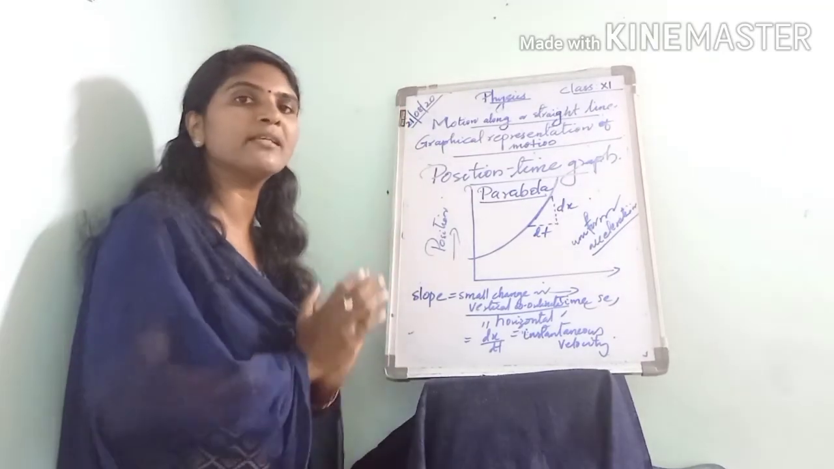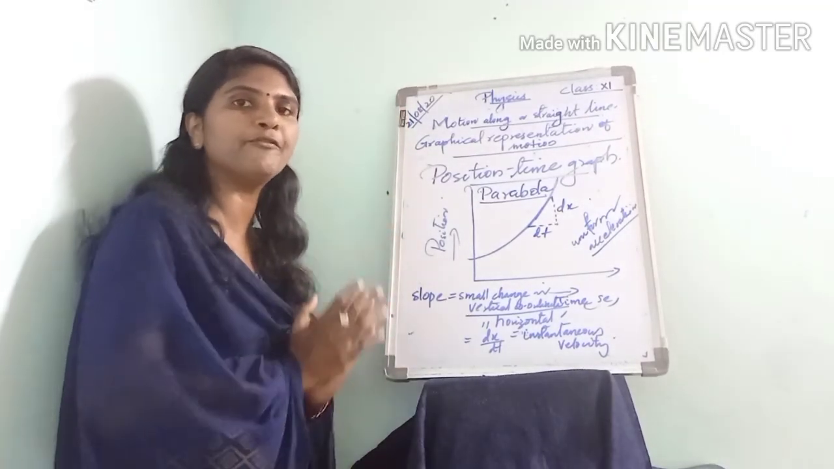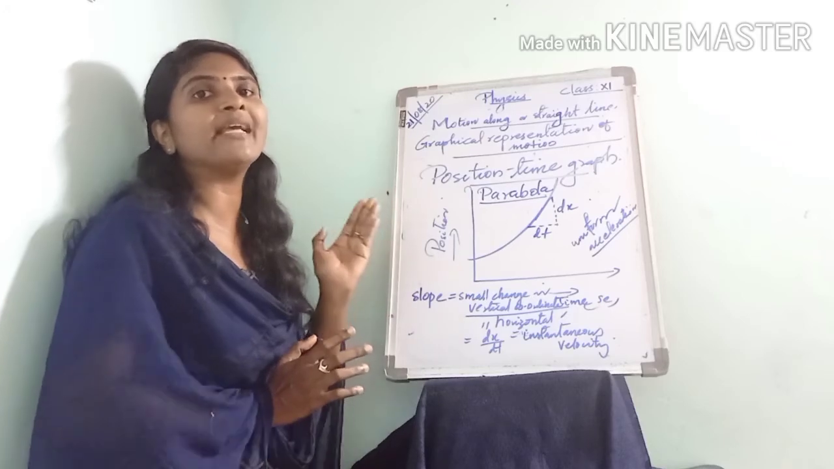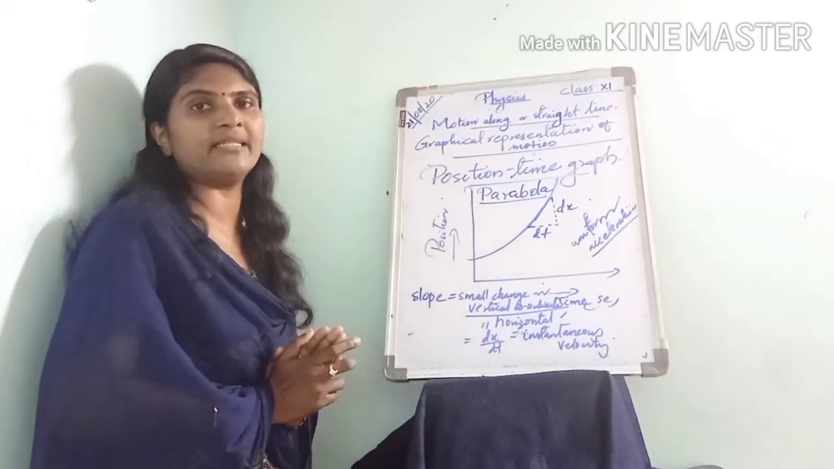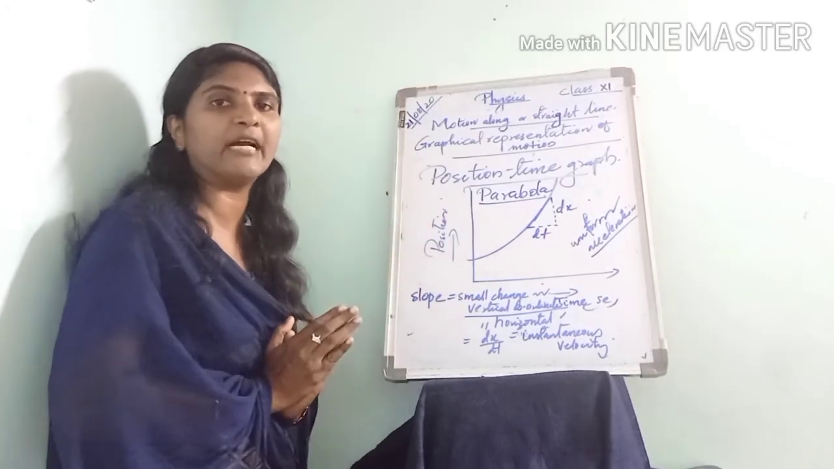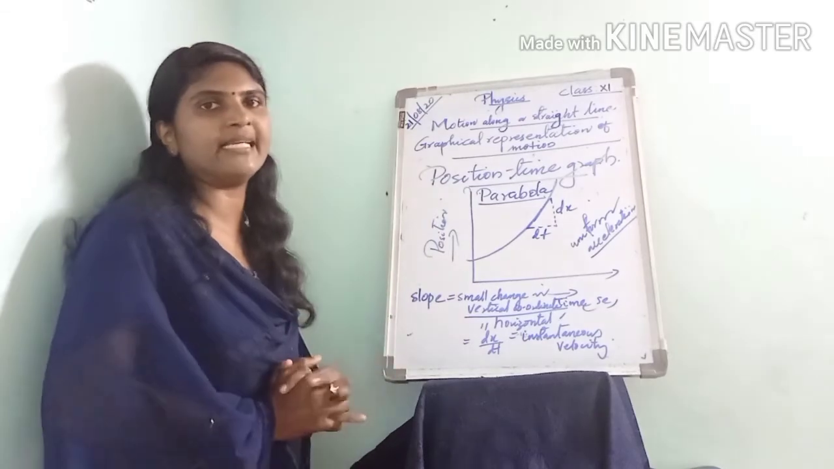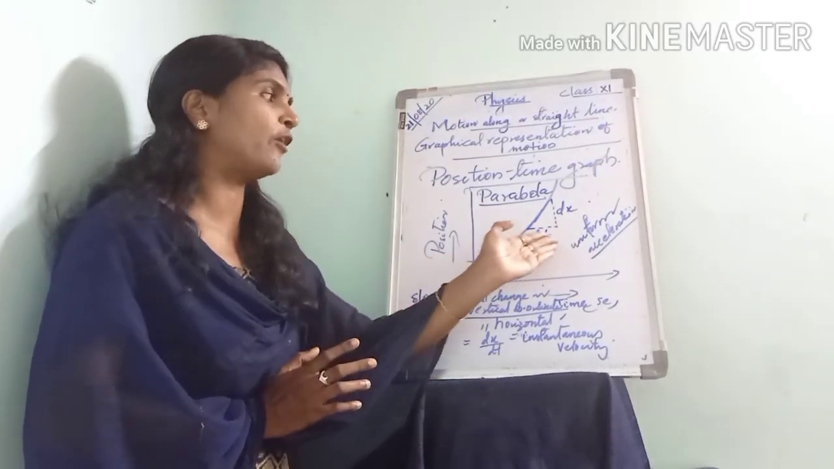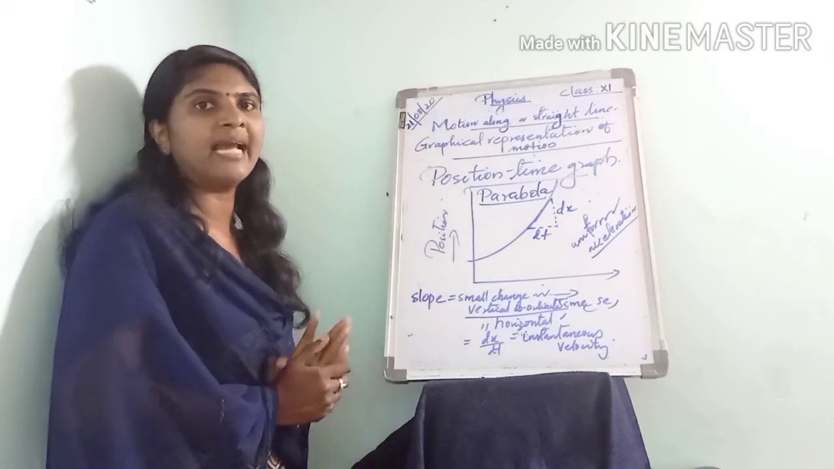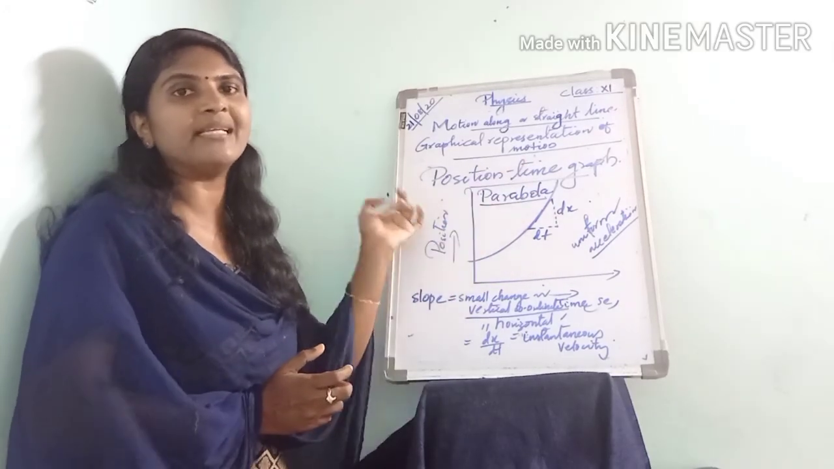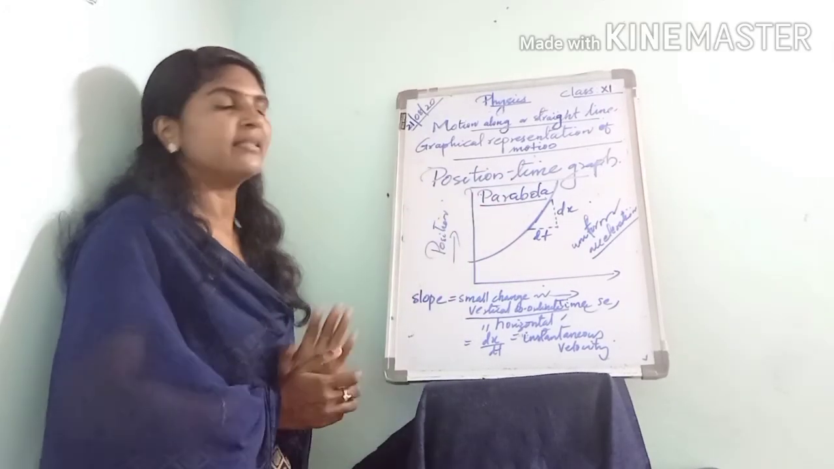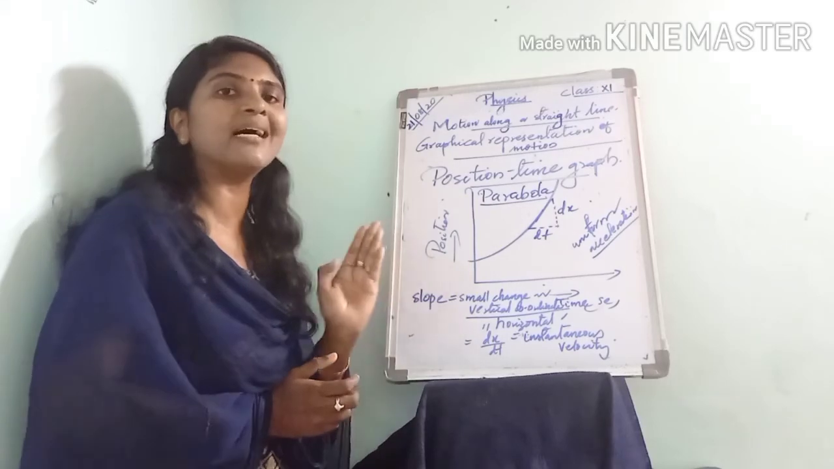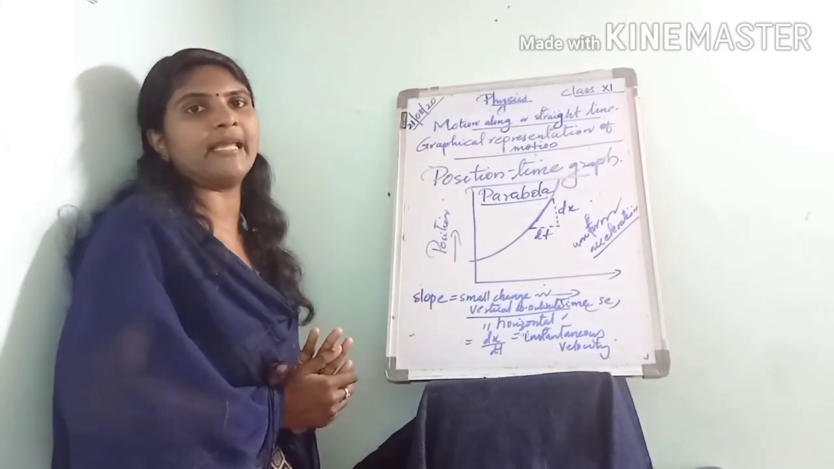Then what is the significance of the position-time graph for an object in uniform motion? From there we calculated the velocity of an object. The slope of the position-time graph gives the velocity. Next came the position-time graph for an object in uniform acceleration. What is its shape? It is a parabola. The slope of this graph gives the instantaneous velocity.